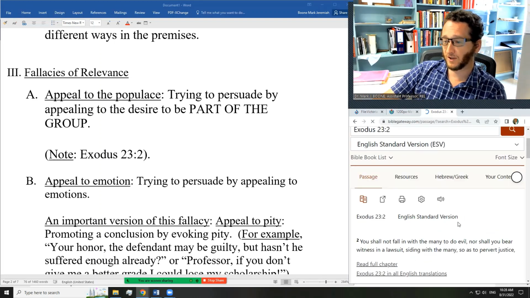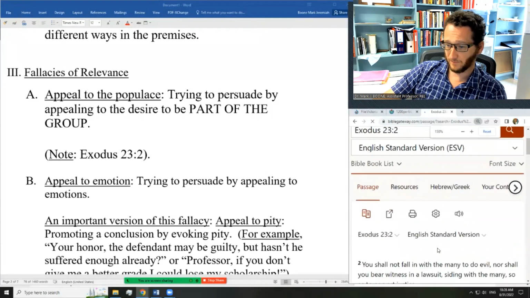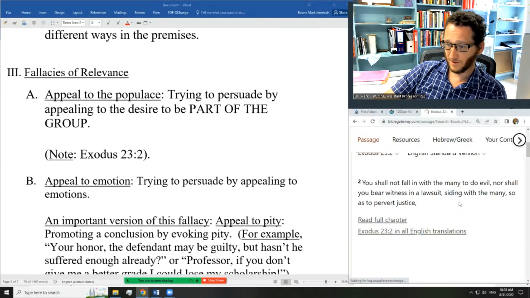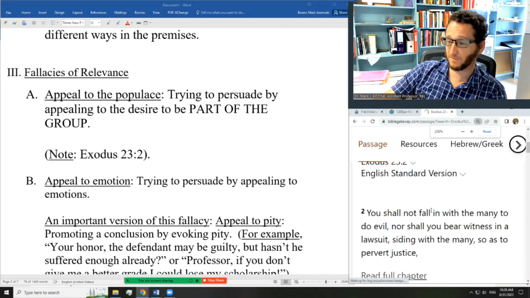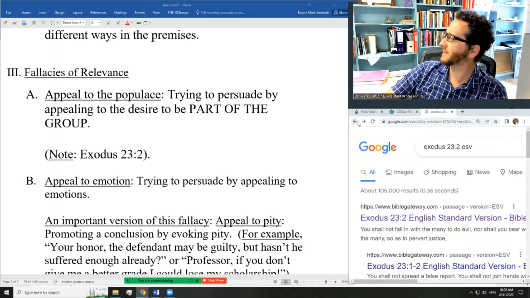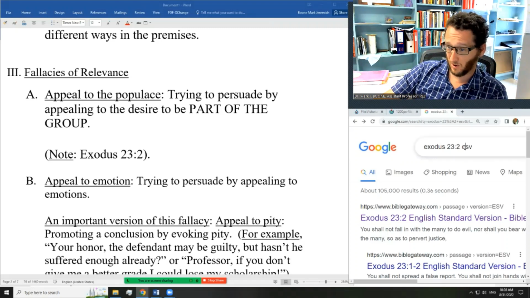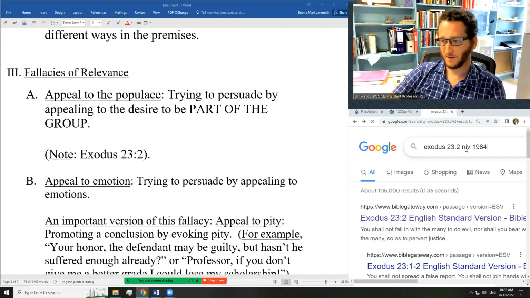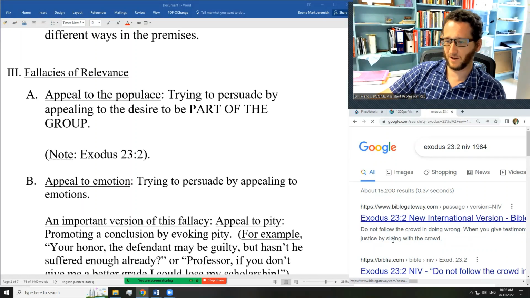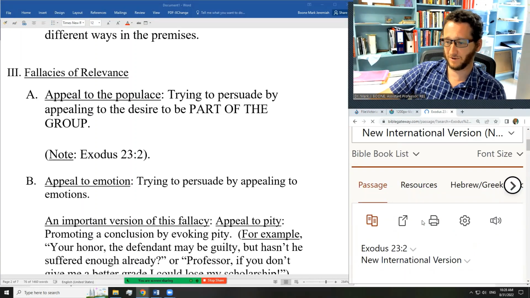You shall not fall in with the many to do evil, nor bear witness in a lawsuit siding with the many so as to pervert justice. It doesn't have the same clarity as what's in my head. What's in my head is, do not follow the crowd in doing wrong. If that's in my head, it probably came from NIV 84.